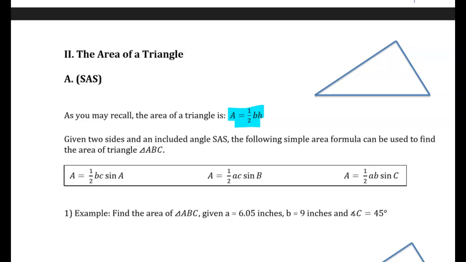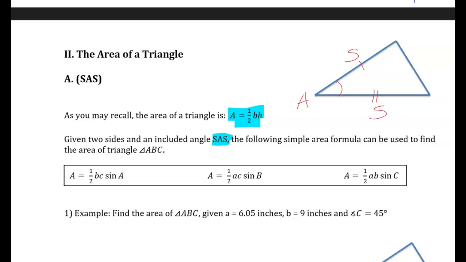One way is when you're given a triangle that is a side angle side triangle, which we learned last class. They give you a side and another side, and also the angle between. So this is a side angle side triangle.